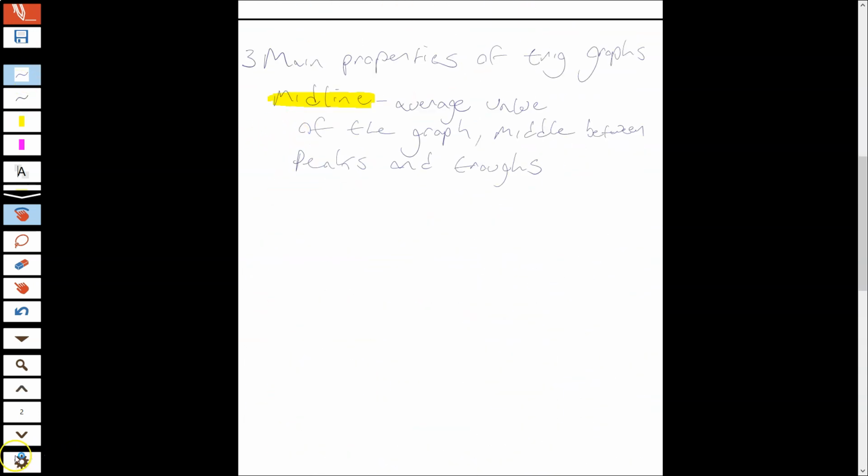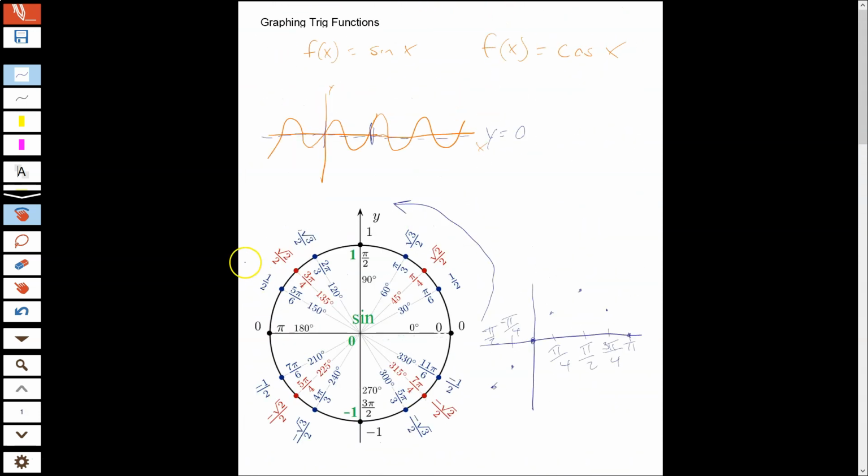The second property is the graph's period, which is the change in x required for the graph to make one full cycle. Our original sine function has a period of 2 pi, because it goes from 0, x equals 0, to start, and then one full rotation on the unit circle is 2 pi.